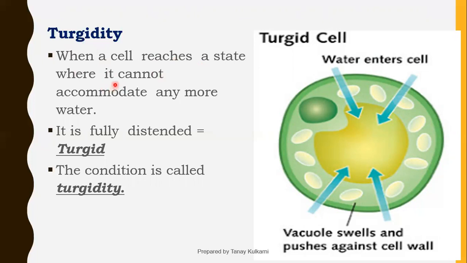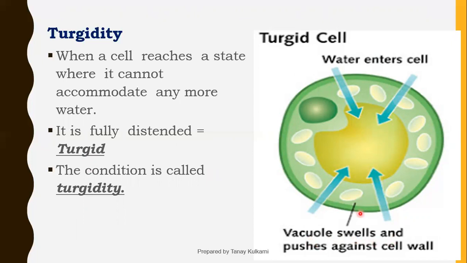But a time will come when a cell will reach a state where it cannot accommodate any more water. That is, the cell will become fully distended. As you can see in this picture, the yellow colored structure is a vacuole, and there is a continued inflow of water causing maximum stretching of the vacuole, resulting in the stretching of the cell. Such a cell is called a turgid cell and the condition is called turgidity.